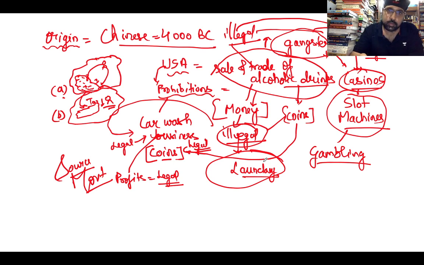So the fact of the matter, friends, is very clear: the laundry business yet again became the third and most important business for these gangsters to undertake the generation of illegal wealth. And this money that they eventually generated was channelized through the laundry business, thereby giving the term money laundering.